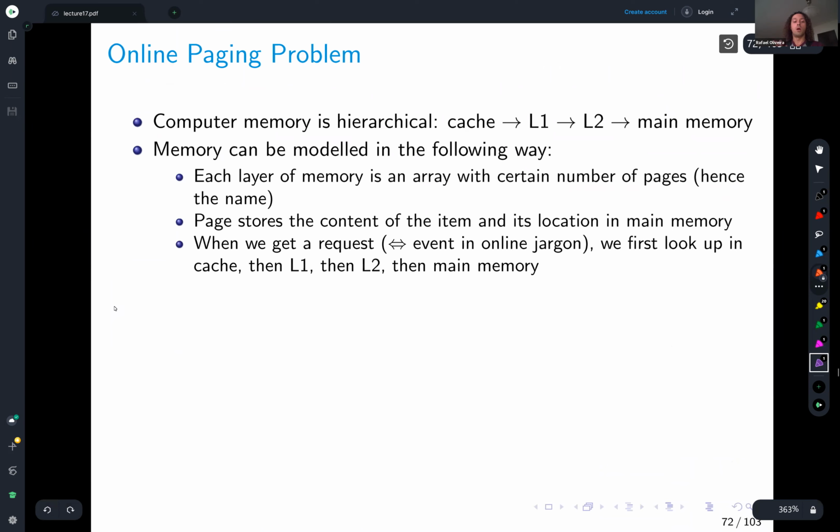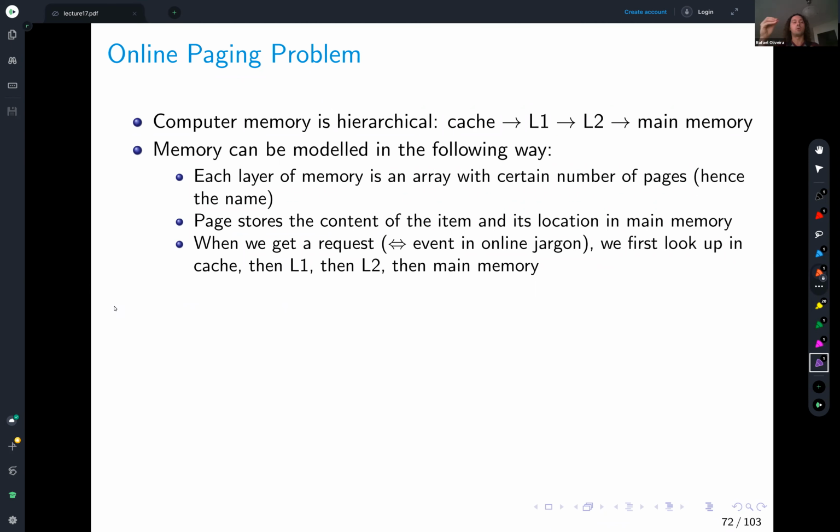All right, so when we get a request, and a request here is equivalent to what we said about an event when we're talking about our online jargon. The event here will be a request. So when we get a request for a page, someone will say, fetch me that page in memory. Well, we first look up in cache, because if a person is requesting something that's already in cache, we don't need to go to the main memory. So we first go to cache.